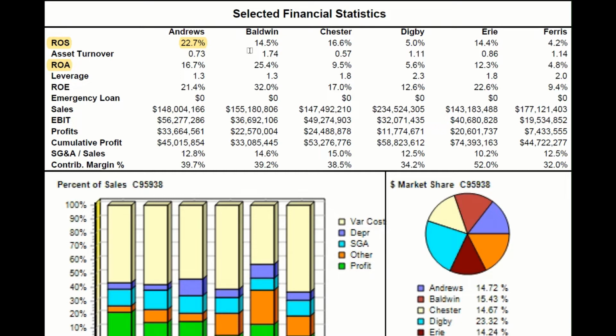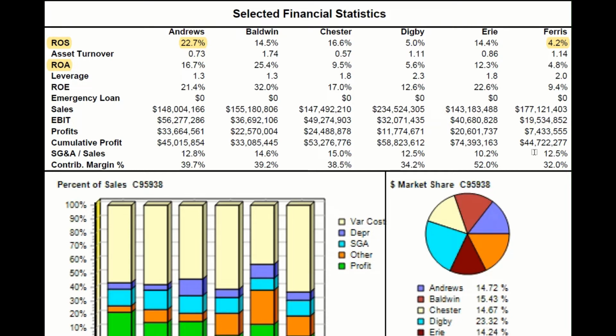Now, this is very important from an analyst perspective. It's also extremely important from a managerial perspective, because if we increase our revenues, we can have this associated increase in income. If we take a look on the other hand at Ferris, for example, Ferris is only at 4.2%, or roughly 4 cents. So if Andrews and Ferris both increase their revenues by a single dollar, Andrews is going to be earning more money effectively to their bottom line. So you can see the $177 million in revenues from Ferris are not as effective as $148 million in revenues from Andrews.